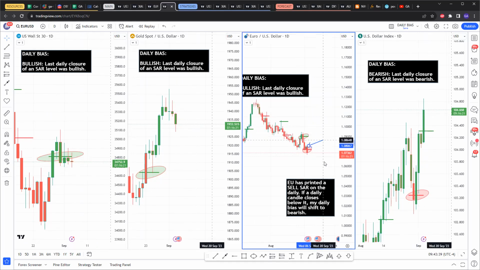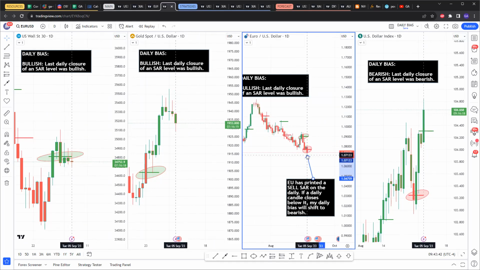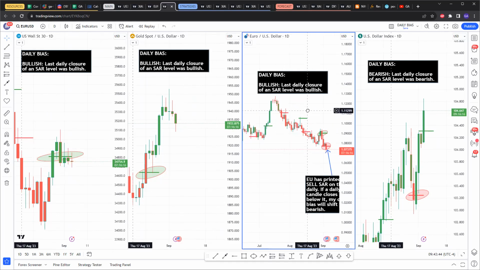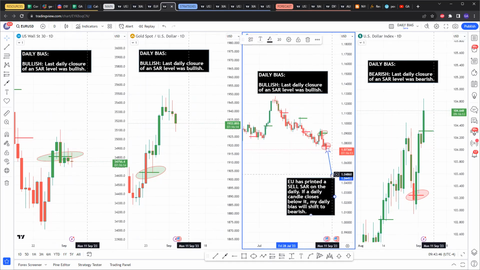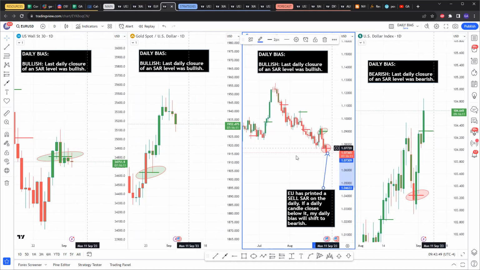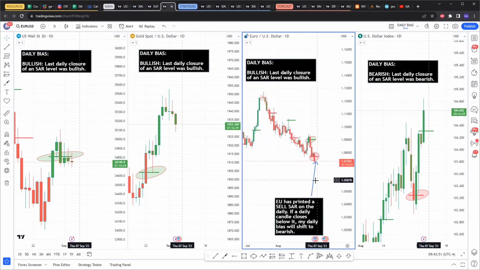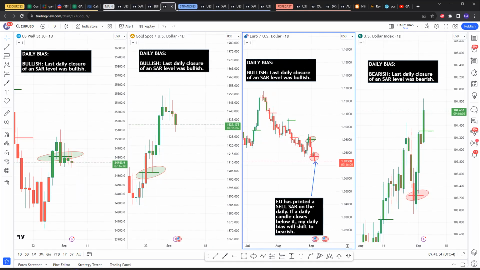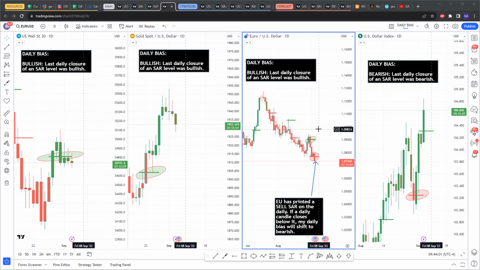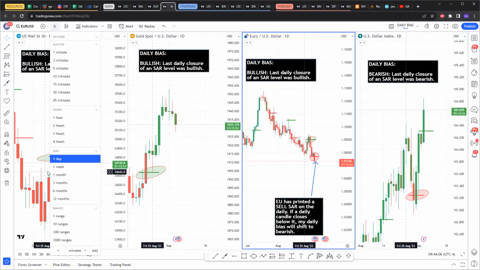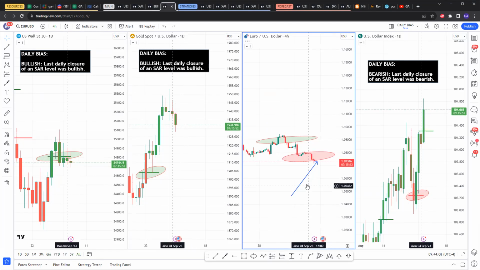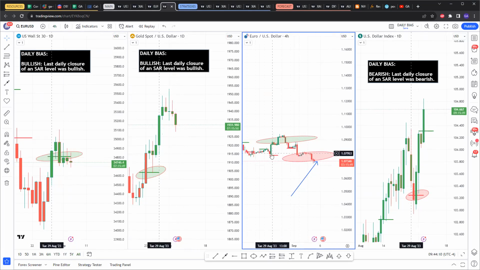let me put it this way, probably better. So as much as I'm still bullish on EU, EU has printed a sell SAR. So if a daily closes below there, my bias will shift to bearish. And the other thing is, in this instance, if you're sure that EU is supposed to keep selling, if you want to enter early, you can always go to the 4 hour and you'll see you can use one of those SARs right there.